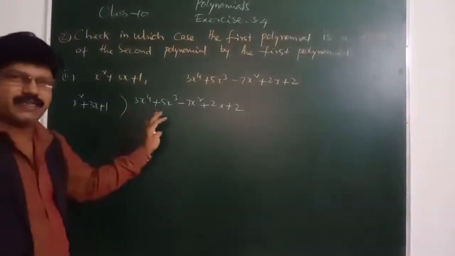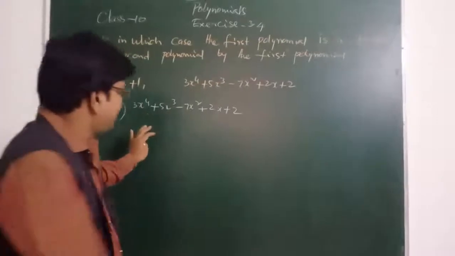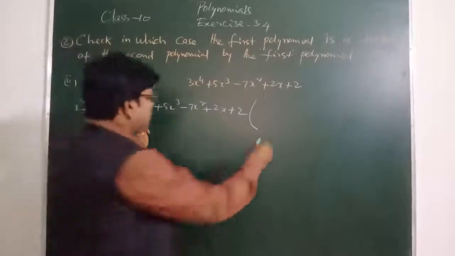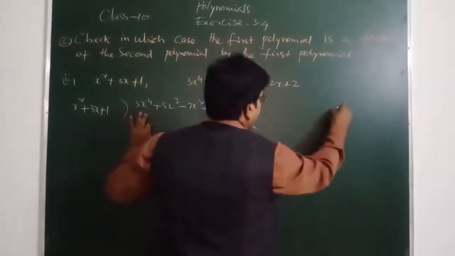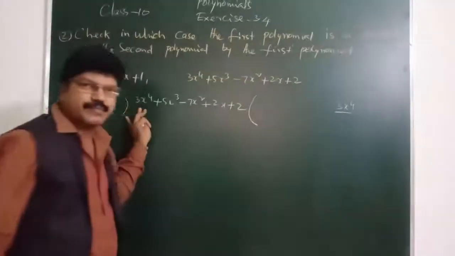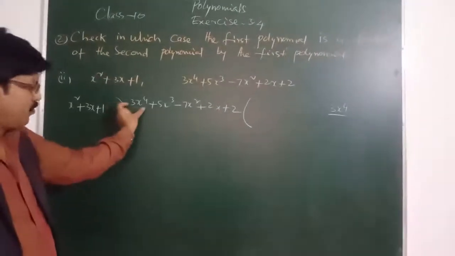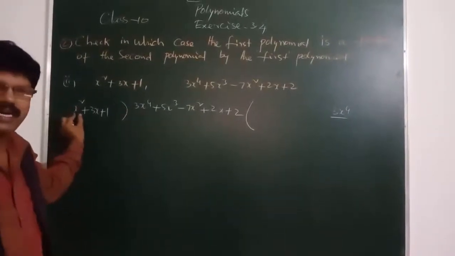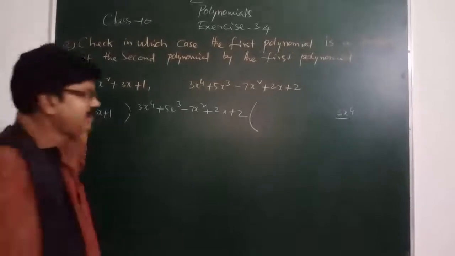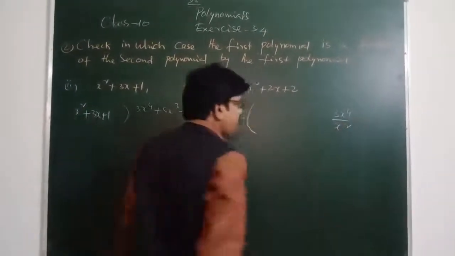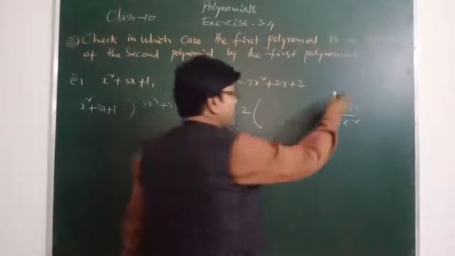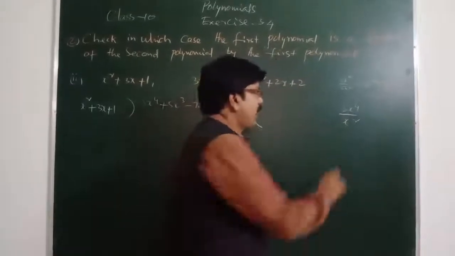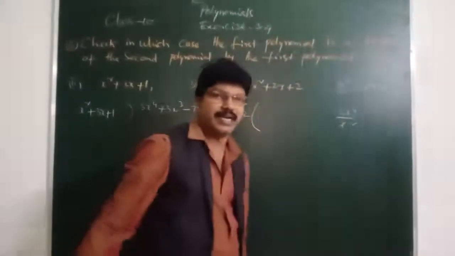What is the first step? The first step, compulsory, is to identify the first term in the dividend: 3x power 4. This is the first term. Divide the first term in the dividend by the first term in the divisor, x square. Actually, it's very simple. The formula, identity, is a power m by a power n equals a power m minus n.